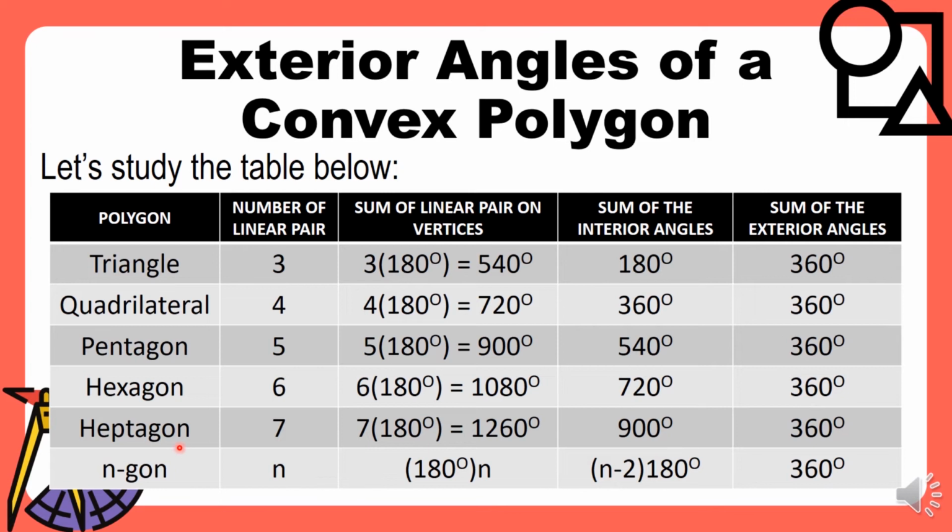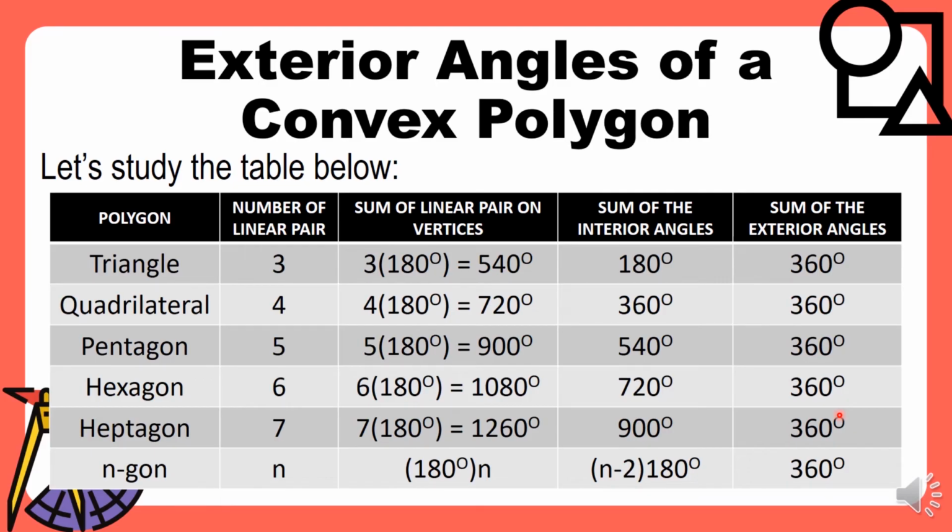Ang heptagon ay may 7 linear pairs. At upang makuha natin ang sum of linear pair on vertices, i-multiply natin ang 7 times 180 degrees. At ito ay may product na 1260 degrees. Muli, ang sum of interior angles ng isang heptagon ay 900 degrees. At upang makuha natin ang sum of exterior angles nito, i-minus natin sa 1260 degrees ang 900 degrees. At ito ay may sagot na 360 degrees.